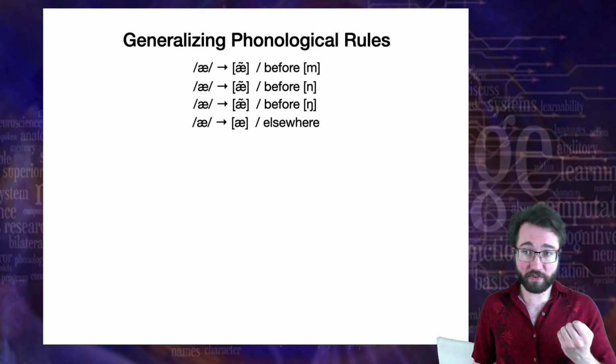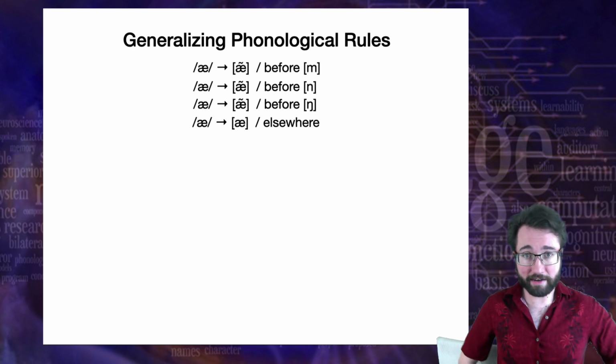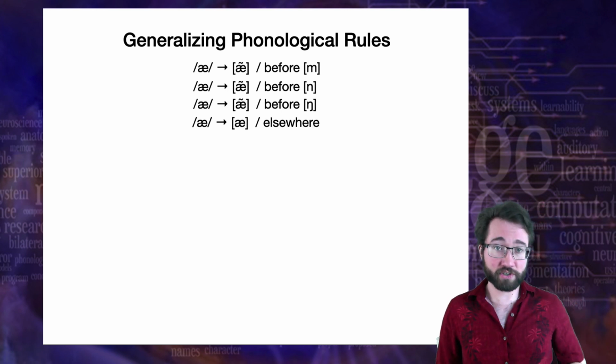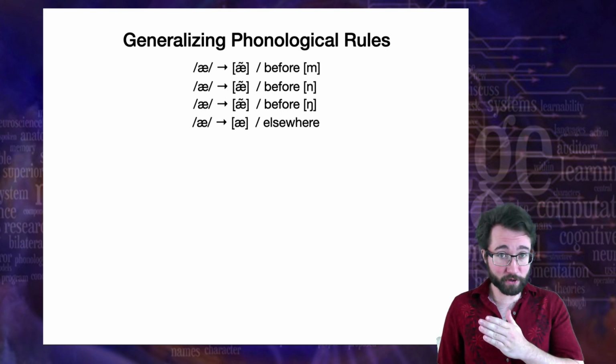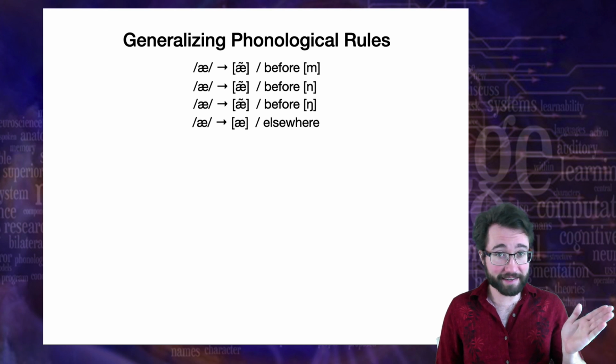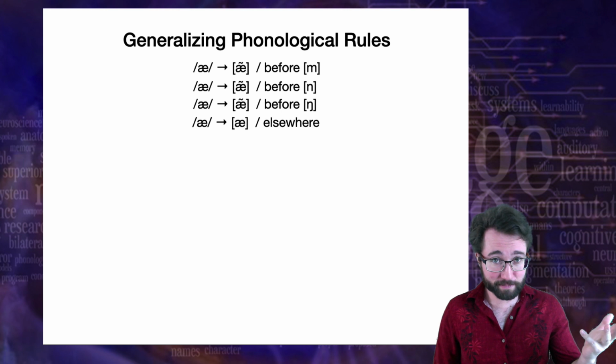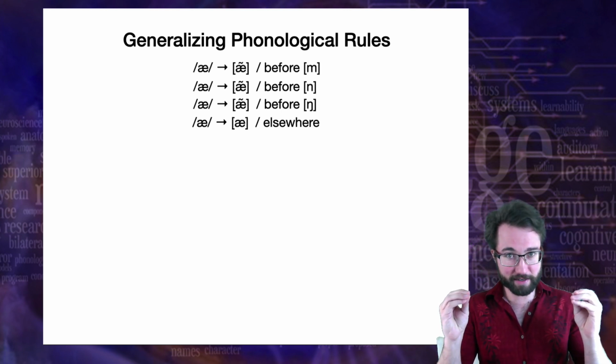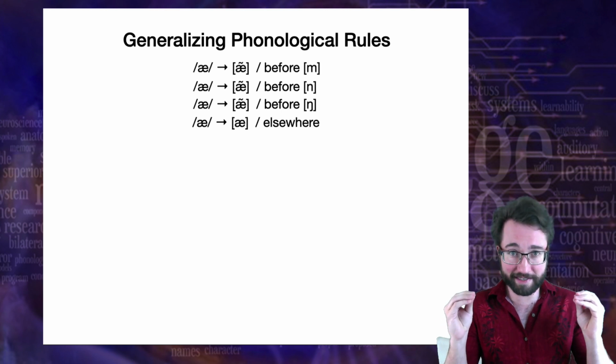We can also generalize these rules. When you look at how these rules are written here, it's kind of redundant, right? I've given this rule which turns the phoneme a into the sound nasalized a redundantly three different times. What's up with that? There must be some way to abstract away what's going on here, to write this in a more terse and succinct way.